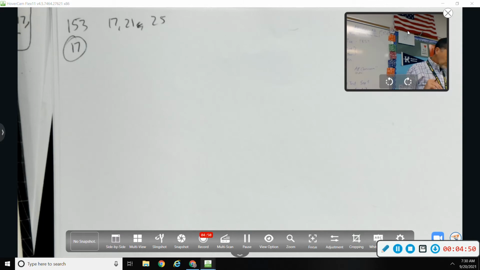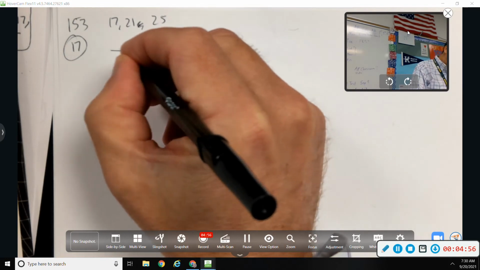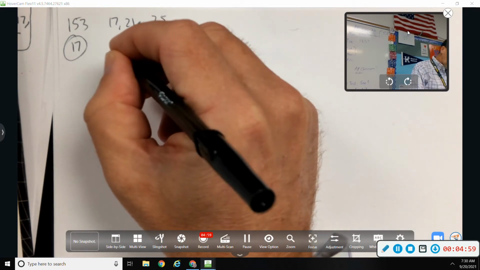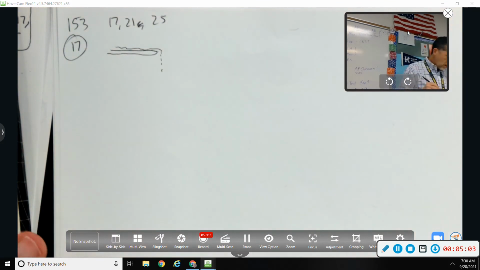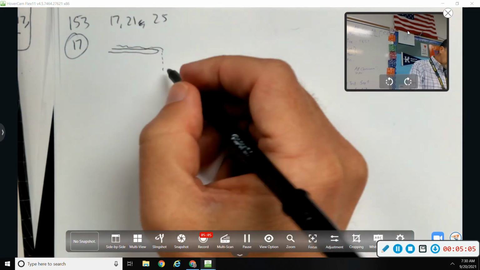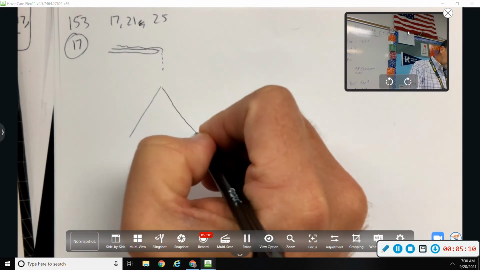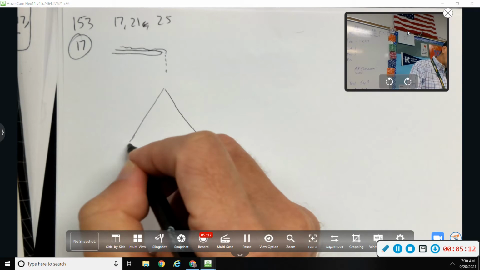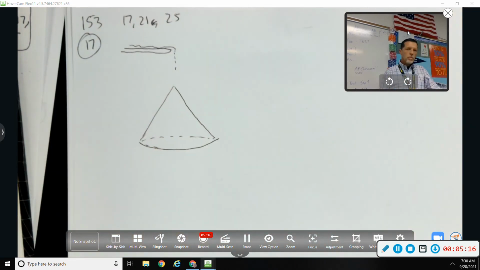At a sand and gravel plant, sand is falling off a conveyor onto a conical pile. So we got sand and it falls off the conveyor belt onto a conical pile. Okay, so it lands and it falls and it sort of naturally makes a cone. Hope you enjoy my artwork. At a rate of 10 cubic feet per minute.